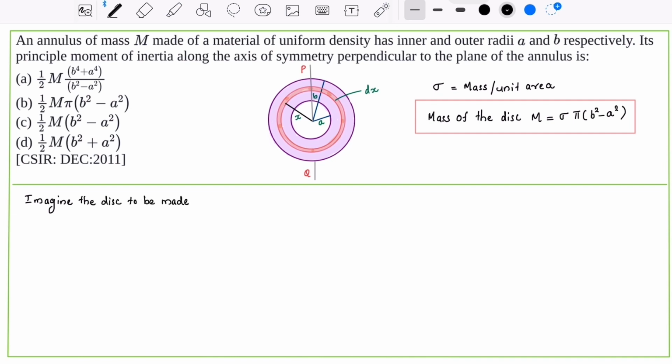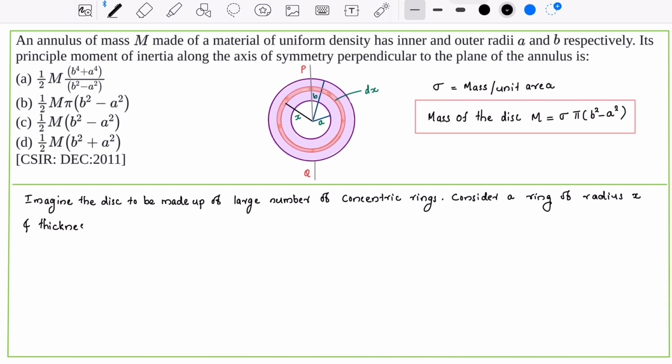Assume that the annular disk is made up of a large number of concentric rings. Now consider a ring of radius x and thickness dx. So in the annular disk you consider a ring of radius x and thickness dx. Here A is the inner radius and B is the outer radius of the disk.